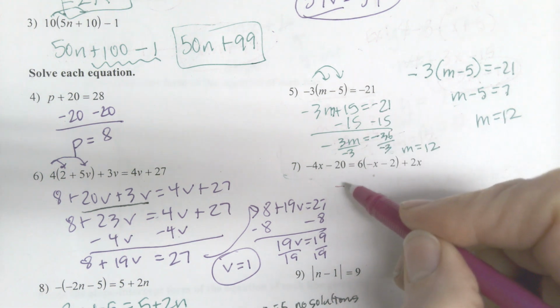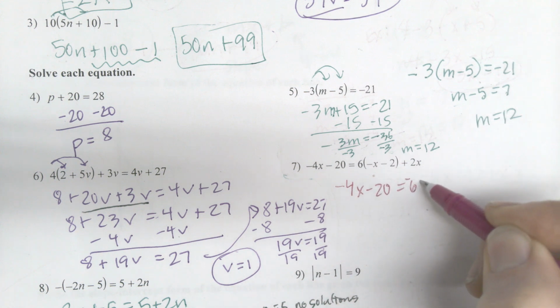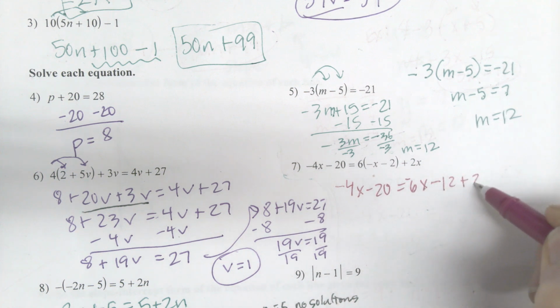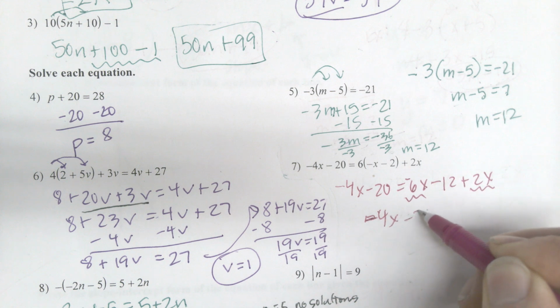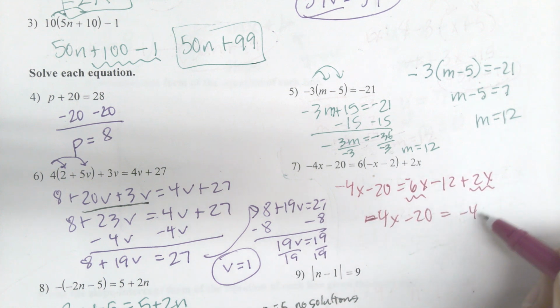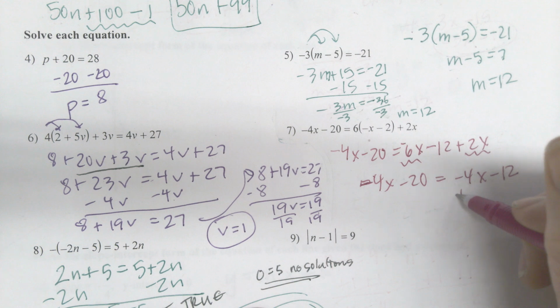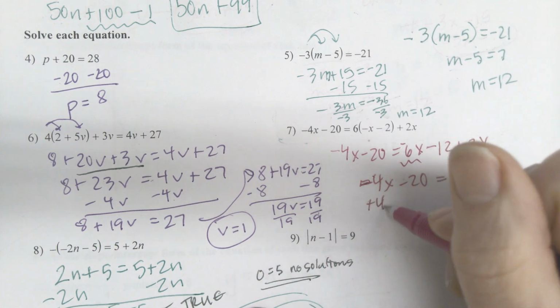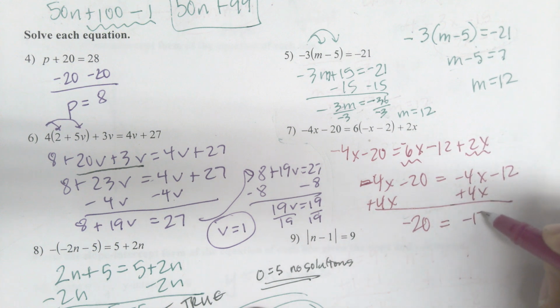So I'll start by distributing. That's negative 6x minus 12 plus 2x, and then combining like terms. Negative 4x minus 20 equals negative 4x minus 12. Right now I recognize something. I've got negative 4x and negative 4x on both sides. When I start to solve by adding the 4x to get rid of it, I'm going to end up with negative 20 equals negative 12.